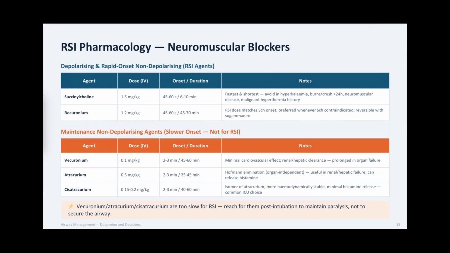Neuromuscular blockers. Once unconsciousness has been induced, paralysis creates optimal intubation conditions. The two drugs which you use are succinylcholine and rocuronium. Succinylcholine has traditionally been the gold standard.